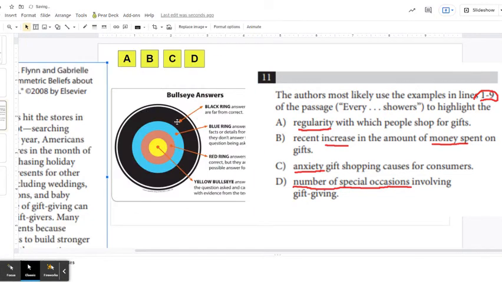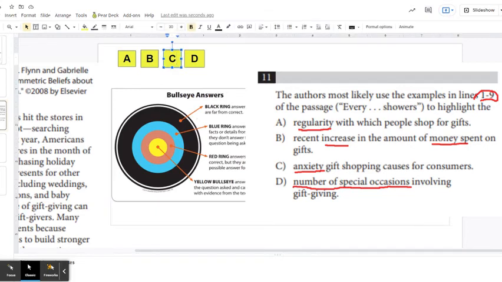So let's look at the bullseye response. I'm going to move this off to the side. Let's take a look at the bullseye answers. We noticed that the word anxiety wasn't mentioned in there at all, and it didn't talk about any gift shopping causes for consumers to have anxiety in lines 1 through 9. So I'm going to say C. I'm going to move that to the black ring. We can eliminate that one quickly.